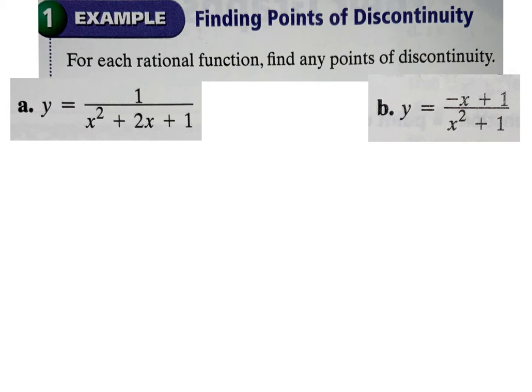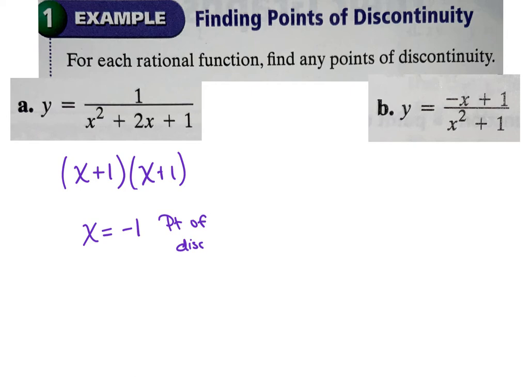All right, so for this first one, we got easy factoring going on here. X squared plus 2x plus 1. How do I factor that one? Factors of 1 that add up to 2. Yeah, that's just 1 and 1. If I set that equal to 0, x is going to equal what? -1. So I have a point of discontinuity. And I'm not going to write that out, but there we go. Point of discontinuity at -1. Easy enough. Let's look at the next one.